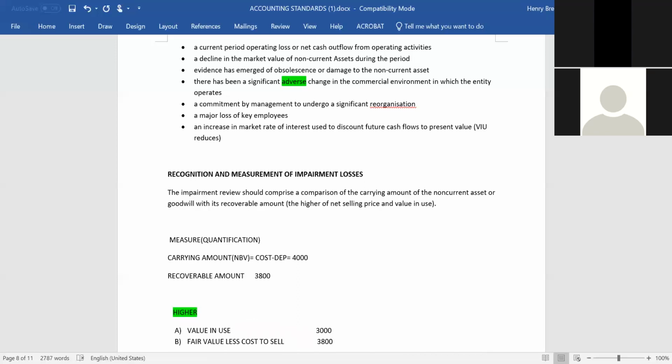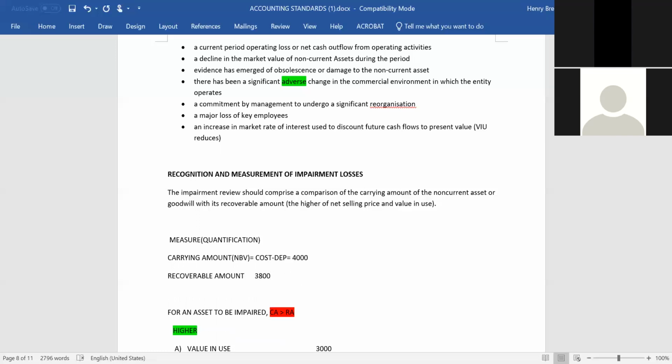For an asset to be impaired, the carrying amount, let me make it CA, should be greater than the recoverable amount, let me make it RA. So for us to say that there has been impairment, the carrying amount must exceed the recoverable amount. Let's check: the carrying amount is 4,000 here, and the recoverable amount is 3,800. We can see that the carrying amount exceeds the recoverable amount, and the impaired amount is 200.